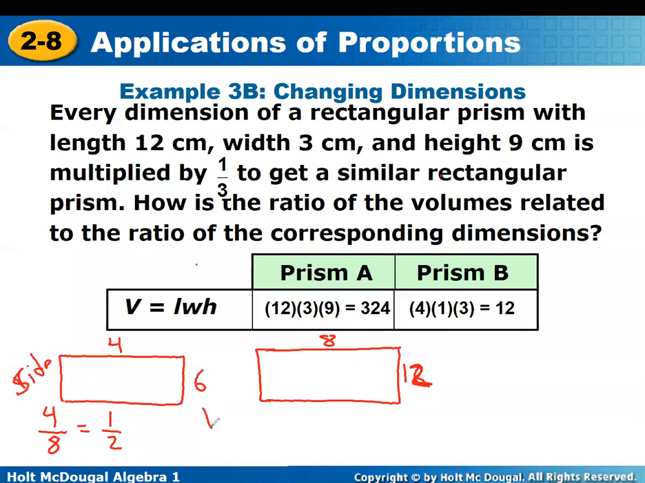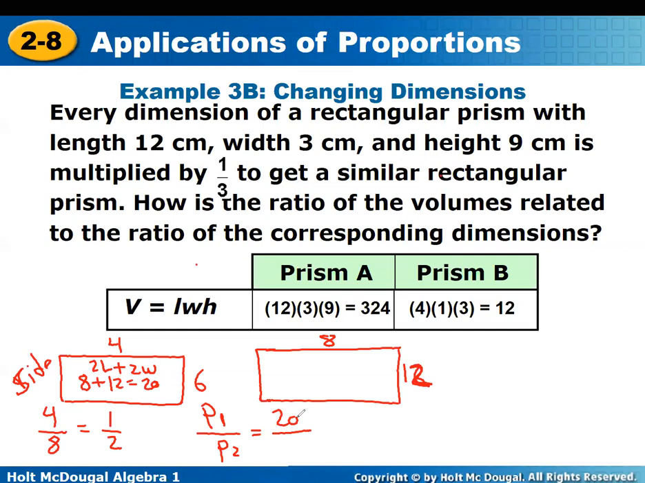Give me the perimeter of the first rectangle. The perimeter equals what? 2 lengths plus 2 widths, right? Then 2 times 4 equals 8. 2 times 6 equals 12. Then the answer will be equal how many? 20.